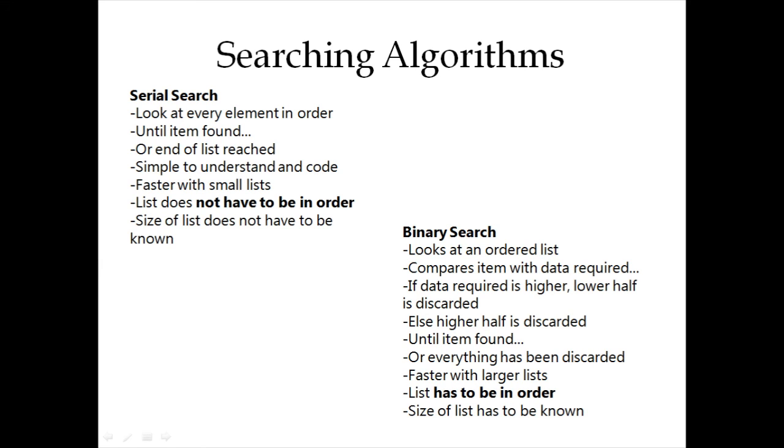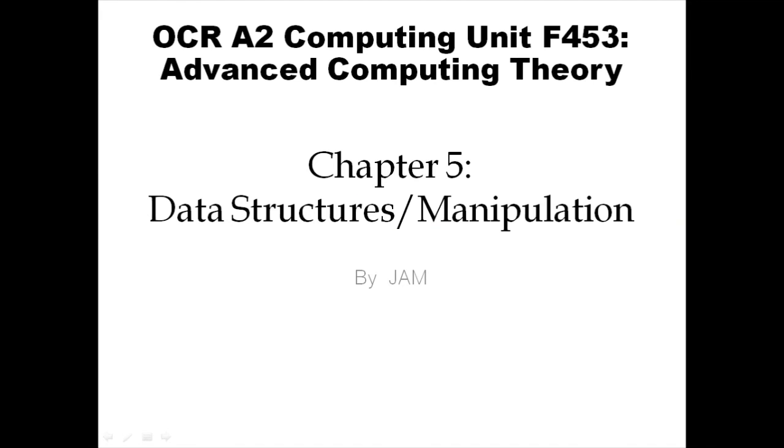A binary search only works on ordered lists. It looks halfway through the list and discards half of it depending on whether it's higher or lower. It keeps doing this until the data item is found or everything has been discarded. This is much faster with larger lists because half of the data is discarded each time, rather than one data item. Remember that for this to work, the list has to be in order and the size of the list has to be known. That's all my slides.